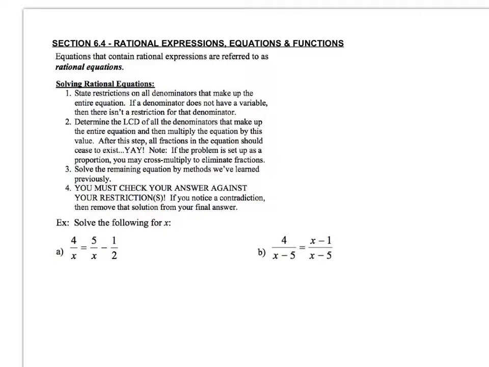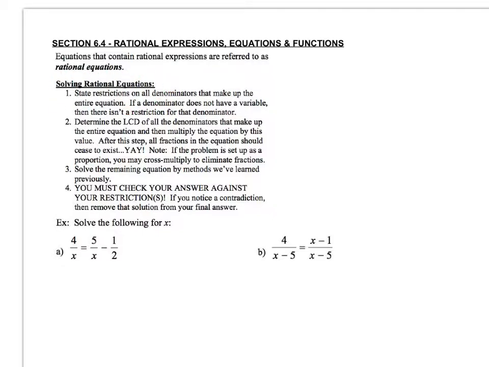Hello and welcome back. This is a video over the 6.4 notes, and what we're going to be talking about today are rational expressions, equations, and functions. All right, so what we were doing before is we were just simplifying rational expressions. What we're going to be doing now is we're going to be solving rational equations.